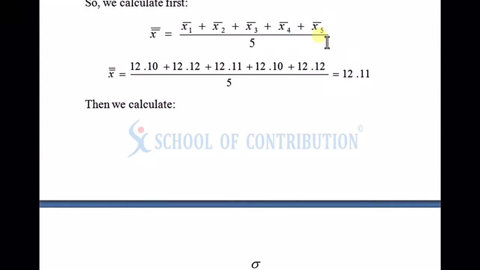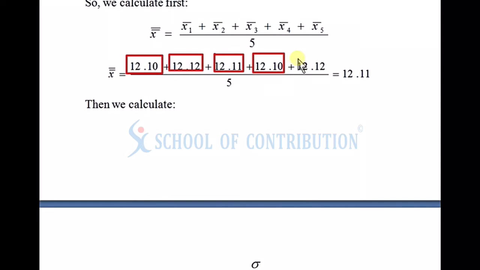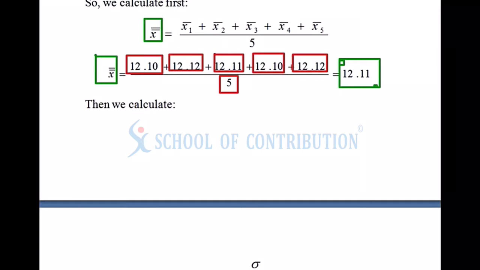So to calculate x double bar, we will now use these sample means: first sample mean, second sample mean, third sample mean, fourth sample mean, fifth sample mean, and we divide by the number of samples, that is equal to 5. This ultimately gives us x double bar, that means mean of sample means, equal to 12.11. So we have calculated the mean of sample means equal to 12.11.